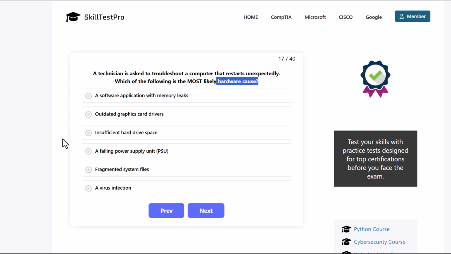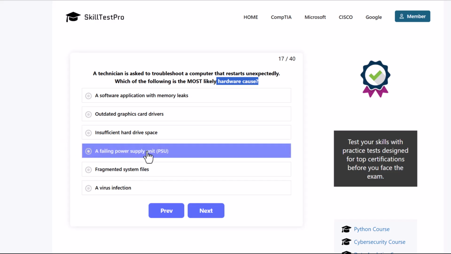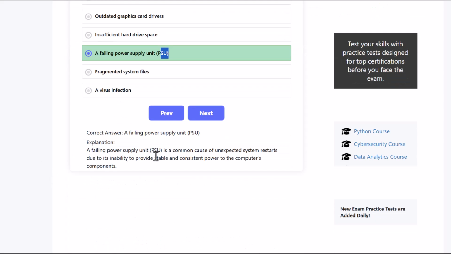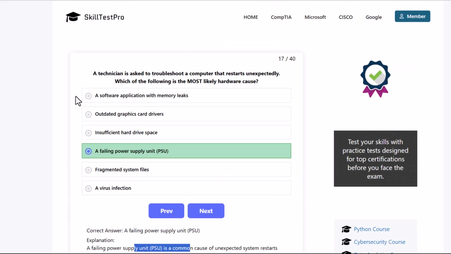And here the correct answer is a failing power supply unit. From the question we were searching for a hardware cause, and the only hardware pretty much here was a failing power supply unit, or PSU, which is pretty much the electricity box in your computer, whatever computer that would be. A failing PSU is a common cause of unexpected system restarts due to its inability to provide stable and consistent power to the computer's components. So if the PSU is not providing consistent power, obviously that would cause problems in our computer.